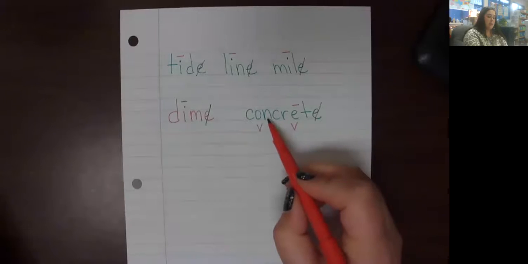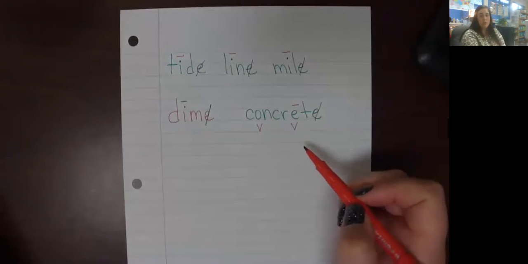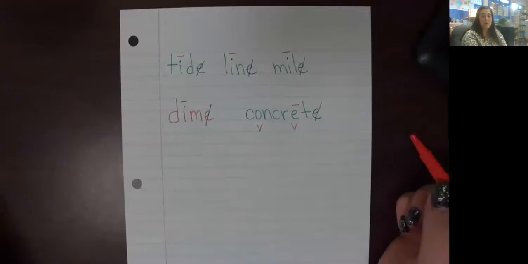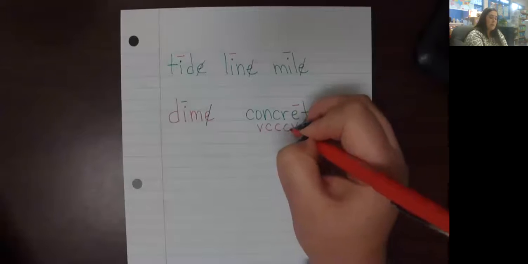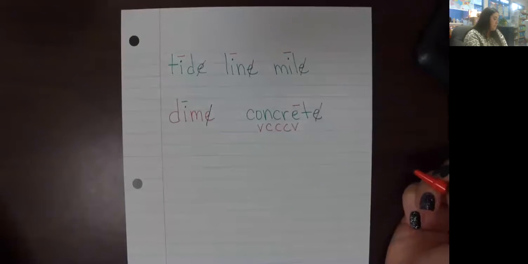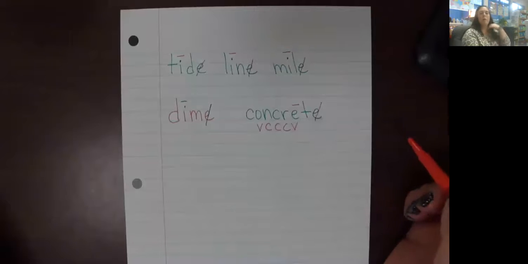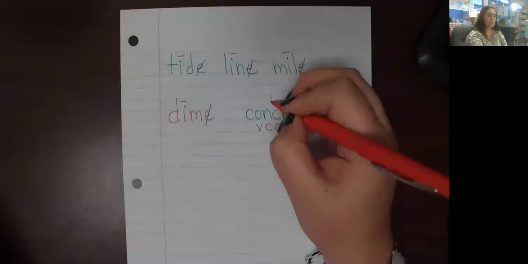Okay. Then all 3 letters, because normally we're used to 2 letters in between the V's, the 2 consonants, but this one has 1, 2, 3 letters in between the V's, and they are all consonants. So we have to put 3 C's. Okay. And then when we say concrete, we hear the syllable concrete. So we're going to draw our line between the syllable.